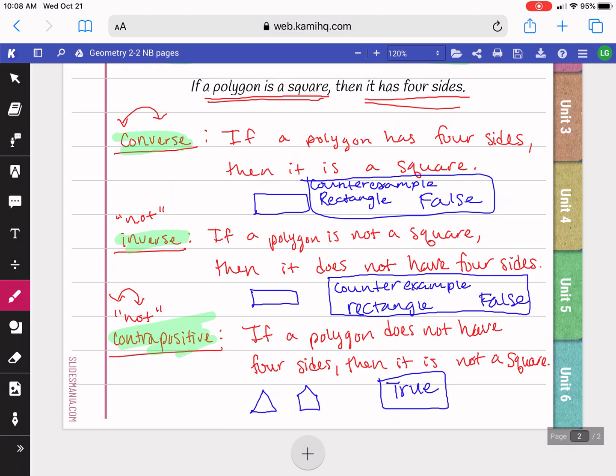So again, for your converse, you switch the hypothesis and conclusion. For your inverse, you leave it in the same order, but you use the word not, or you negate it. For your contrapositive, you're going to do both: switch and negate your statements. And then to check if they're true or false, you want to test out your hypothesis. So based on your hypothesis, choose an example, and then check if it makes the conclusion true or false.